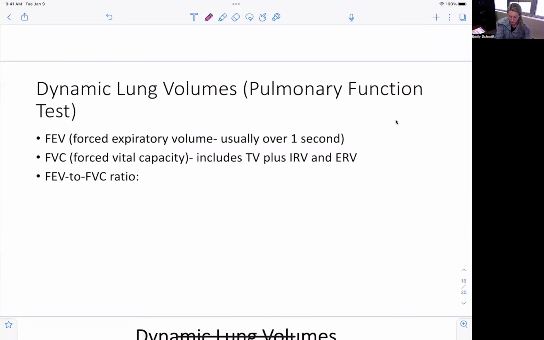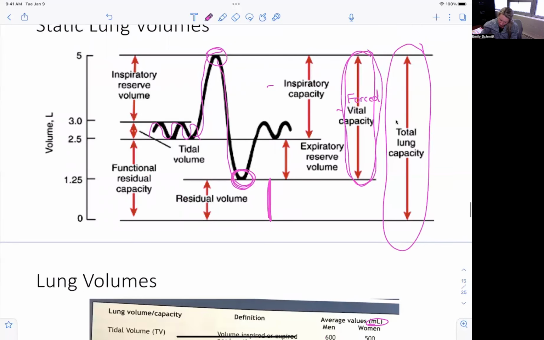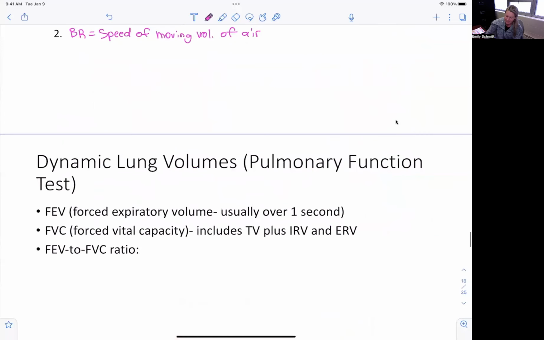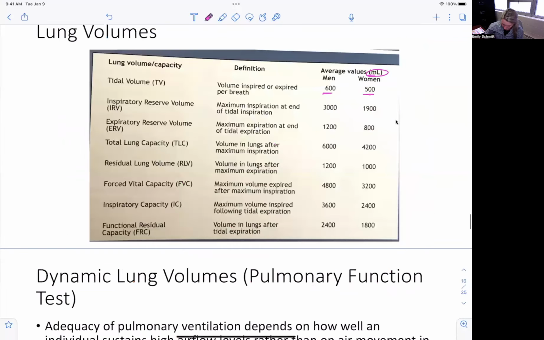So how we determine this is our forced expiratory volume, usually over 1 second, as well as our forced vital capacity, which is going to include our tidal volume, plus our IRV and our ERV. Tidal volume, plus our IRV and our ERV. That is our forced vital capacity. Again, make sure you spend some time memorizing this, if nothing else, but obviously understanding what these terms mean.